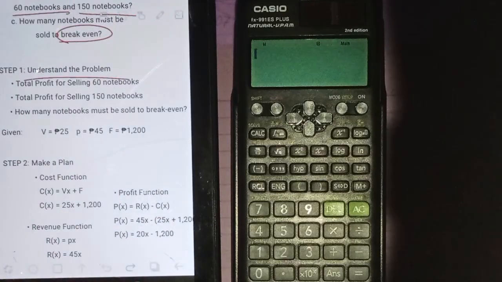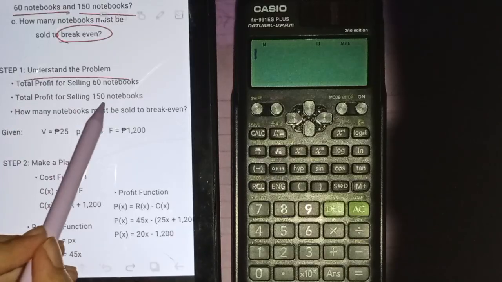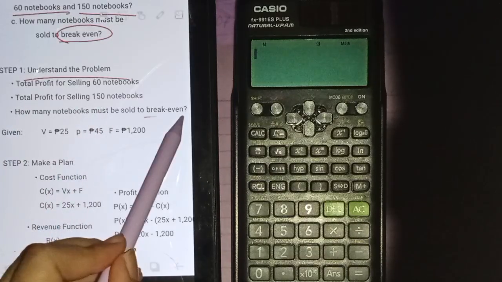Step number 1, understand the problem. We have 3 problems total to be seen from this, which is the total profit for selling 60 notebooks, the total profit for selling 150 notebooks, and how many notebooks must be sold to break even.